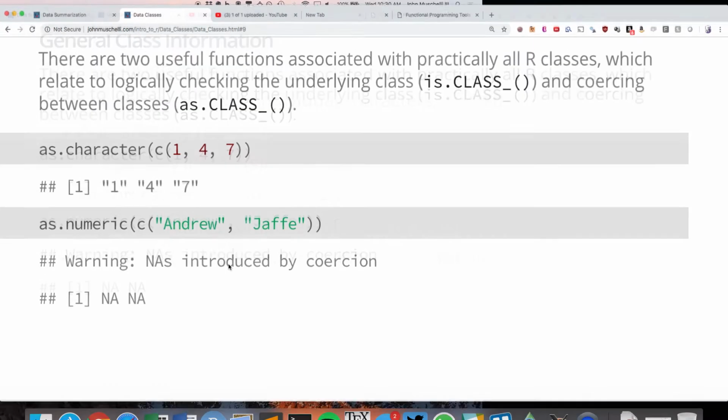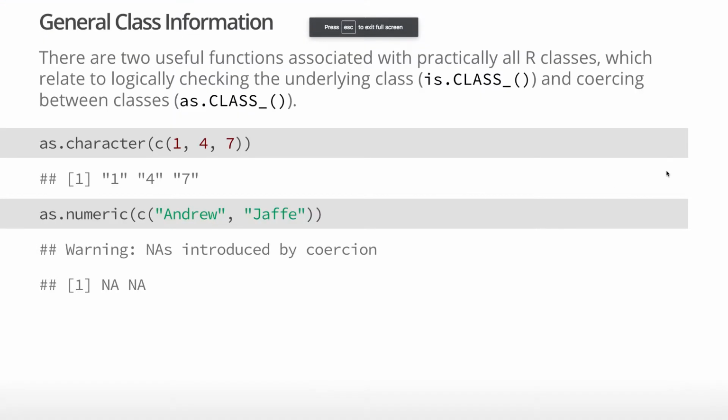And so there's like a hierarchy. It says, I know how to convert numbers into characters, you essentially put quotes around them, but it doesn't go the other way. It doesn't say, I know how to take characters like Andrew and Jaffe and make them numeric. I don't know how to make that a number. So it gives you a warning and it turns them to NAs. All right?